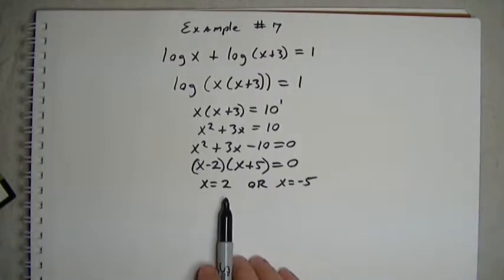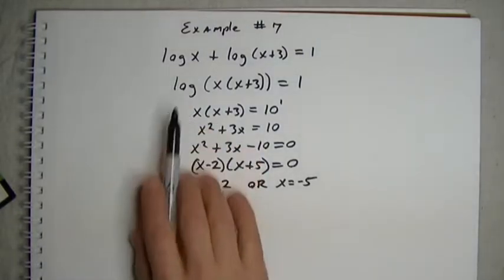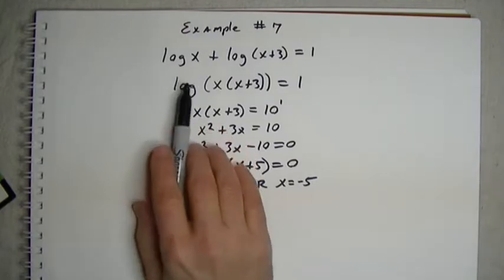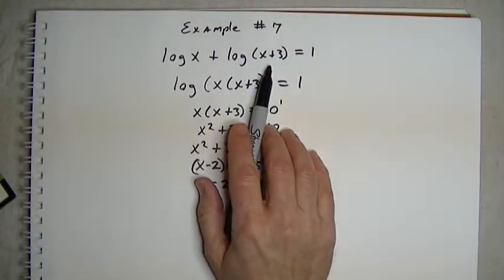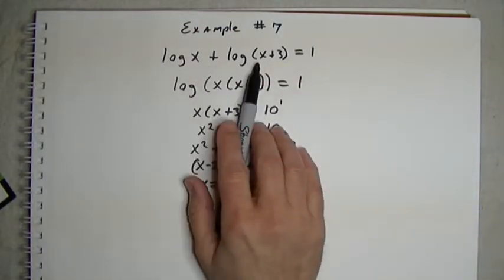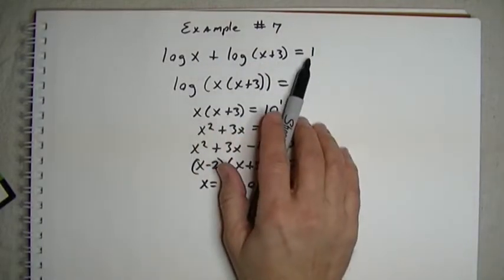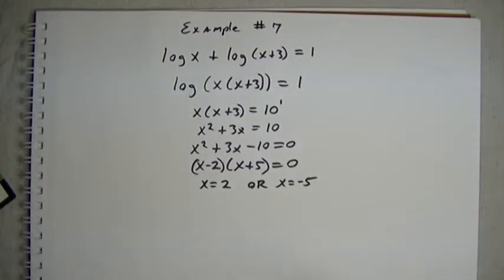So what we're going to do is plug both of these into our calculator, and we're going to see. What you're going to find is when you put the 2 into your calculator, log base 10 of 2 plus the log base 10 of 5, you're going to find that that's the log base 10 of 10. You don't even have to put it in your calculator. You can just kind of do it by hand. And you know that's 1. So 2 is a perfectly good solution.